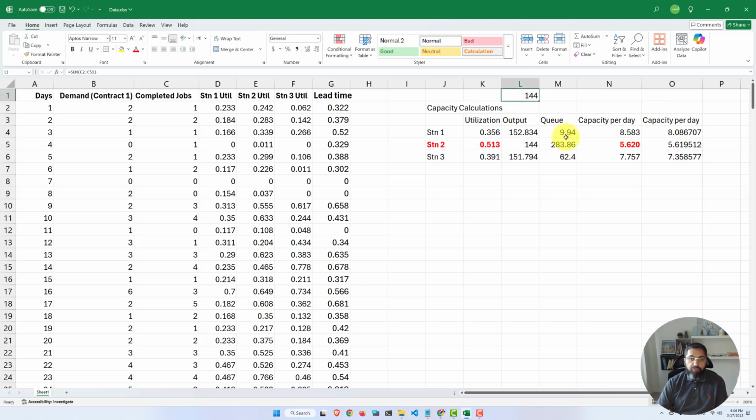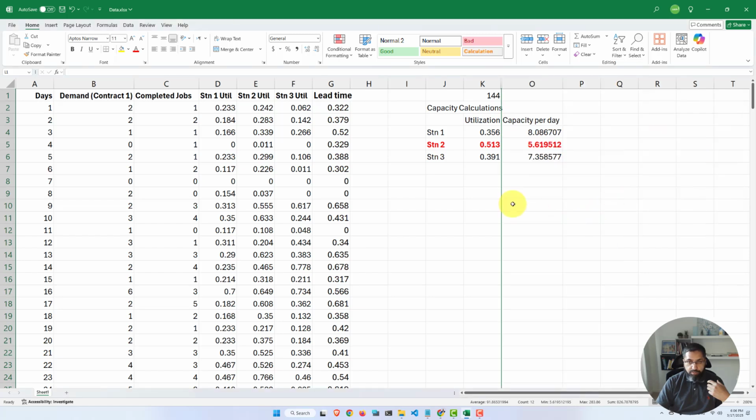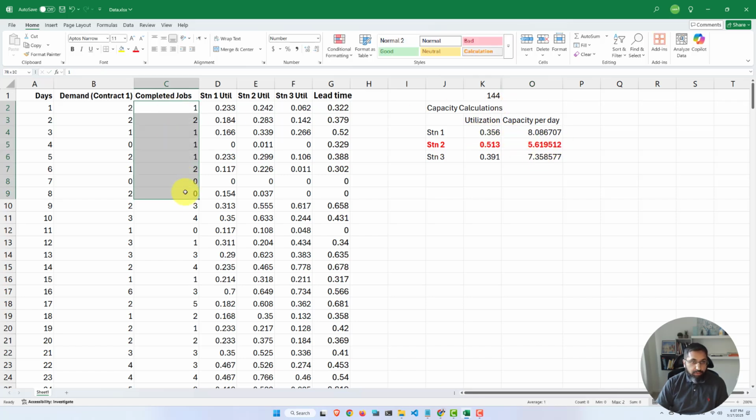So you can just do 144, forget what's in the queue and try to find the exact output of each station. Just look at the output of the whole system, divide the output of the whole system by individual utilizations, and this gives you a rough cut estimate of capacity, and you can see that the bottleneck is station 2. So you can just ignore all of this if you want. You take the output, divide by average utilization, and the output is the completed jobs that are given in the simulation.